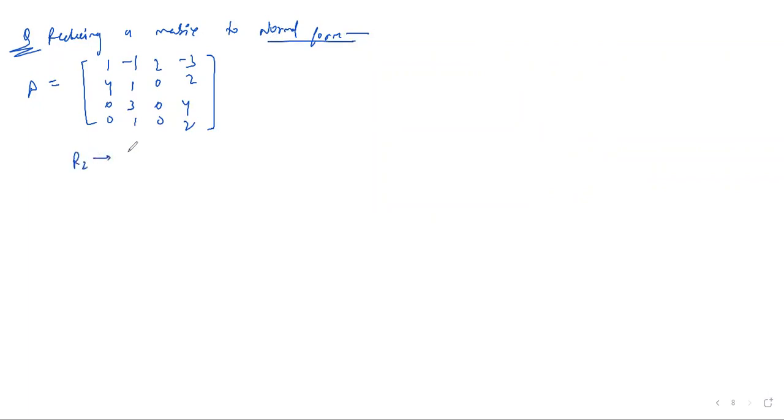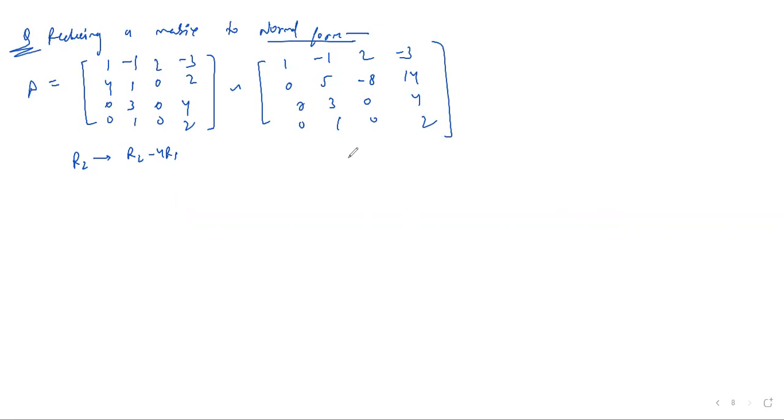So we'll apply in R2 first, R2 minus 4 R1, and we will get 1 minus 1, 2 minus 3, and this will be 0, 5 minus 8 and 14. And these will remain the same: 0, 3, 0, 4, 0, 1, 0, 2.